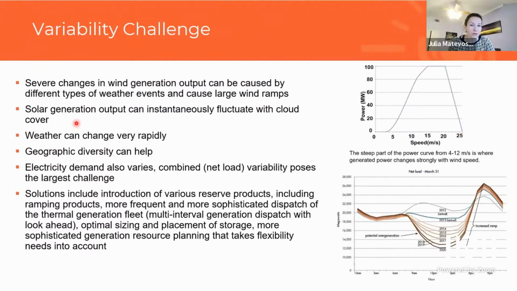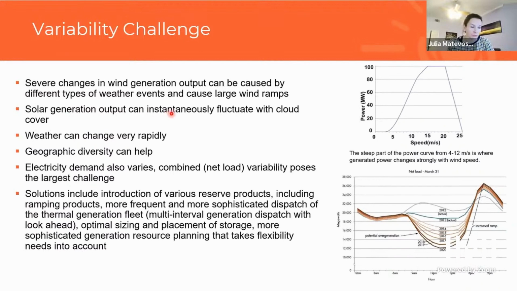Solar generation output can also instantaneously fluctuate due to cloud cover. So weather can change very rapidly. If you have geographic diversity between where these wind and solar resources go, it can help to smooth variability, because then you don't have really large wind and solar plants in one area all affected at the same time by the same weather pattern.